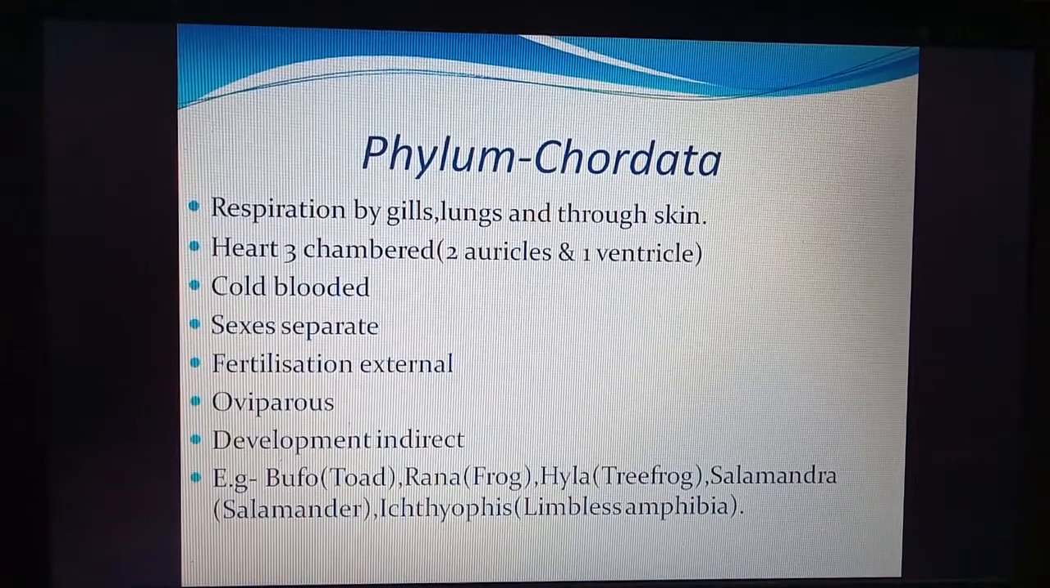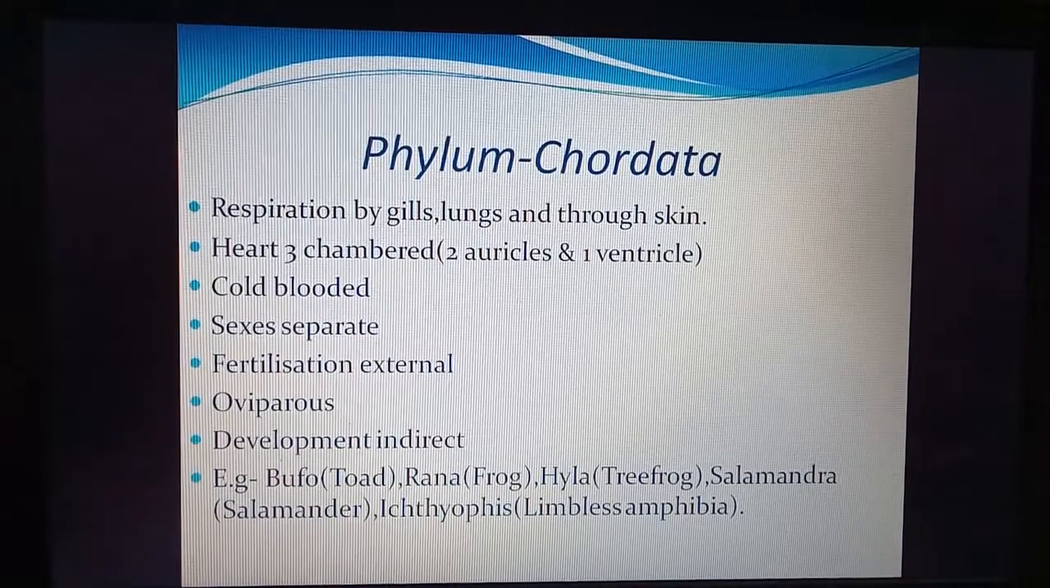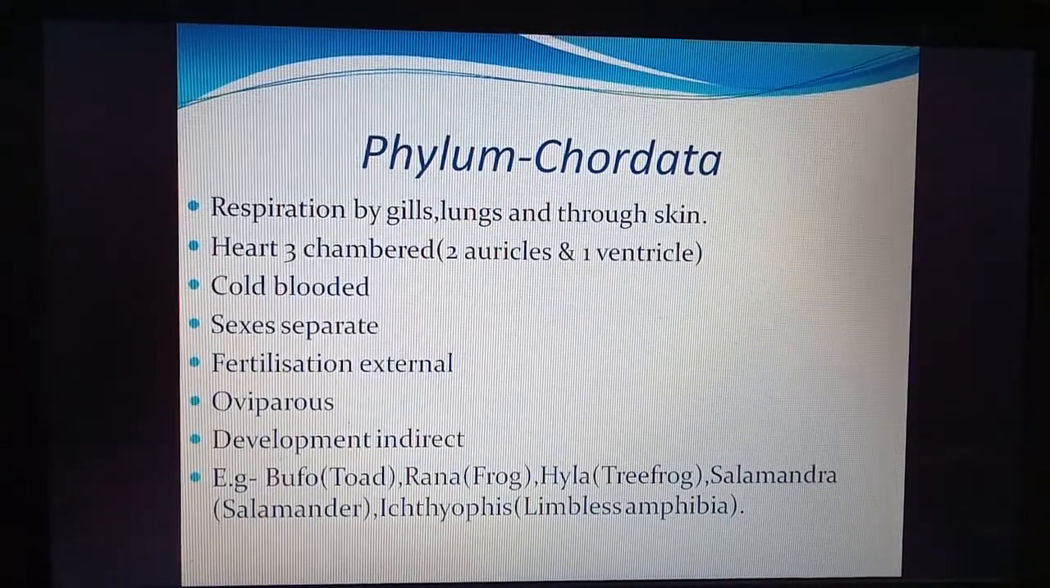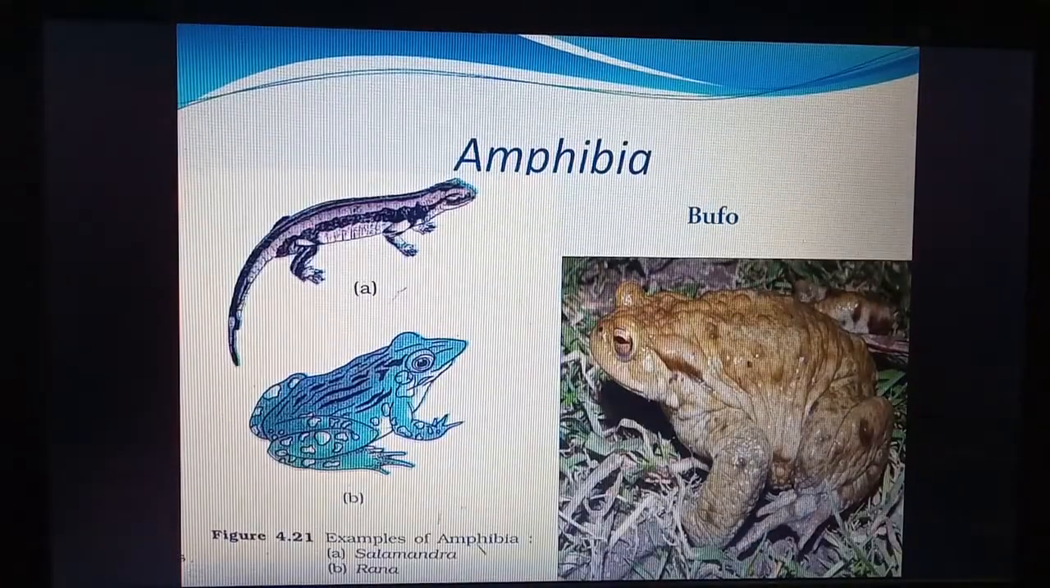Examples are Bufo or toad, Rana or common Indian frog, Hyla or tree frog, Salamandra or salamander, and Ichthyophis. It is a limbless amphibia. It does not have legs. So here we can see this is Salamandra. It is called tiger salamander because it has stripes. It looks like a lizard, but it is not a lizard. The skin is very slimy and it goes into water as well as on land.